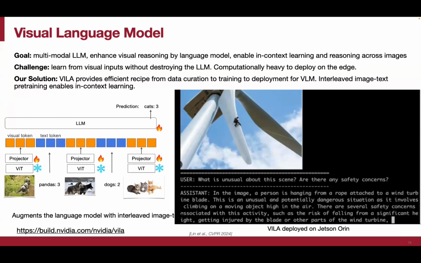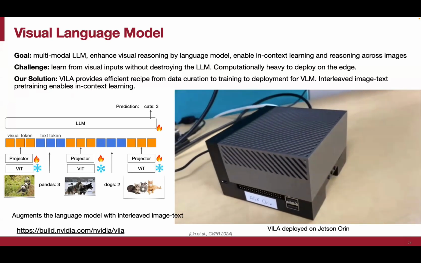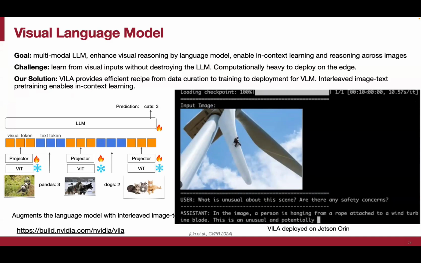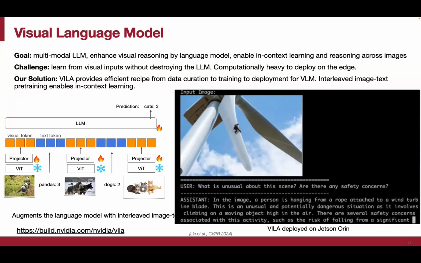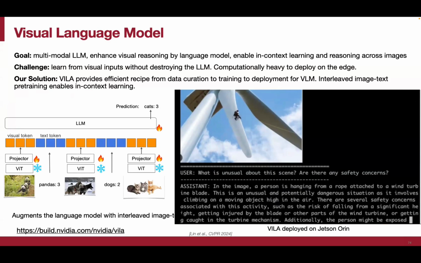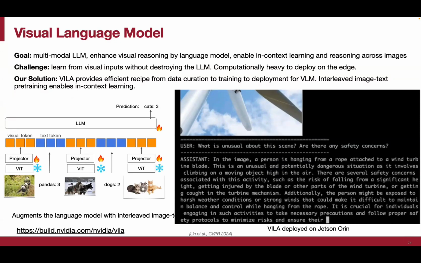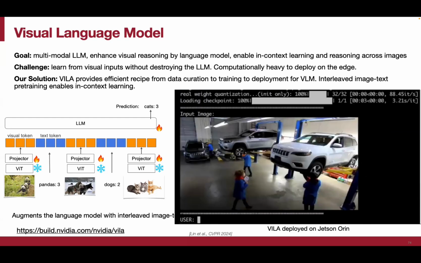So to build those smart agents, you want to understand not only the text, but also the image, even the videos. So this is the visual language model we built that's deployable on the edge device. You can see it running on the Jetson Orin Nano. We can ask what is unusual about this scene, any safety concern, and the VILA visual language model can tell you this is a dangerous activity, somebody is hanging in the air, etc.